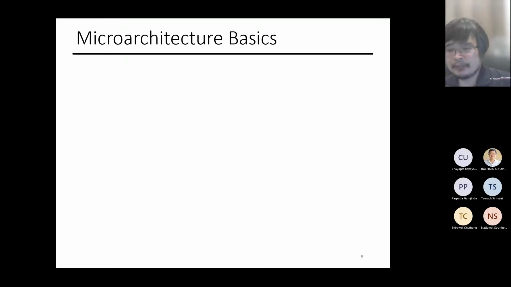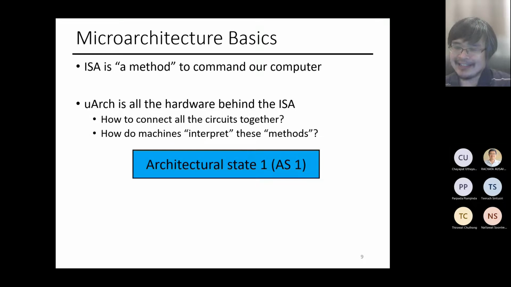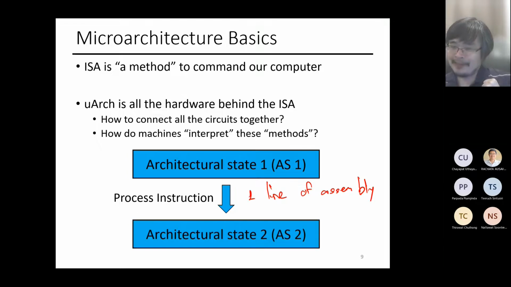So the microarchitecture basic, right? I say it's a method. Microarchitecture would move from state 1, the architecture state that the programmer sees, to the next state after I process one line of assembly. So this is basically one line of assembly, right? I run one line, something happened, magic happened. It actually involved multiple steps. But from the programmer's point of view, you just say, hey, I moved to the next line, right?